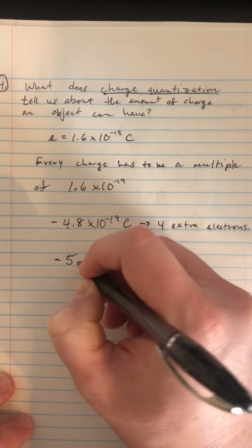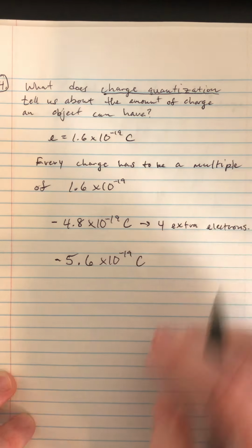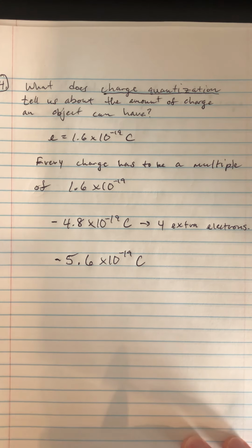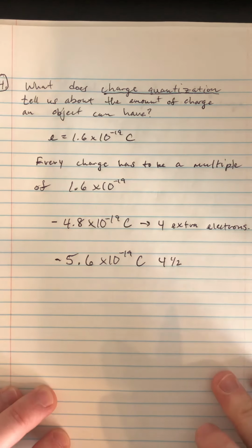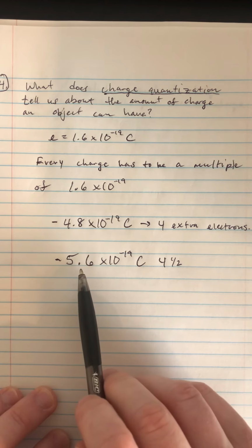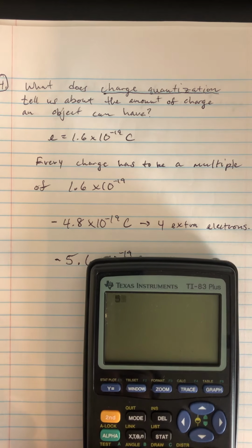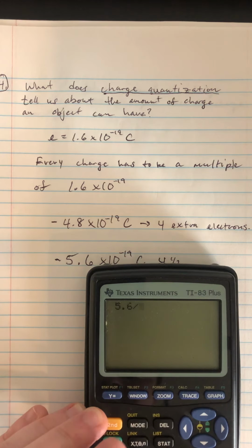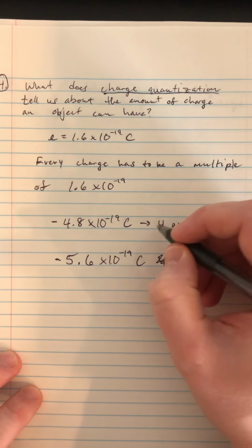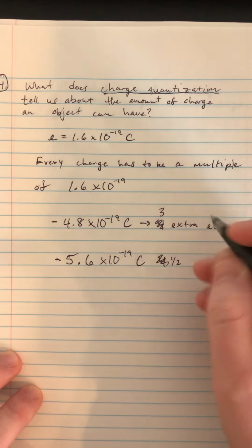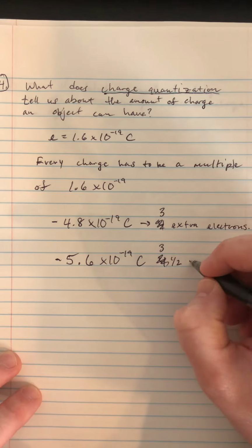negative 5.6 times 10 to the negative 19th coulombs, right? Why can't we have something like negative 5.6? Because that would be 4.5, right? 1.6 goes into 5.6 4.5 times, if I did my math right. Let's double check that. 5.6 divided by 1.6. 3.5. Oh, that means this one's 3.5 too. I made a mistake. 3.5 extra electrons.